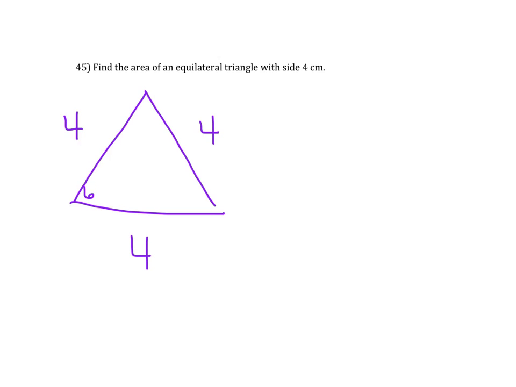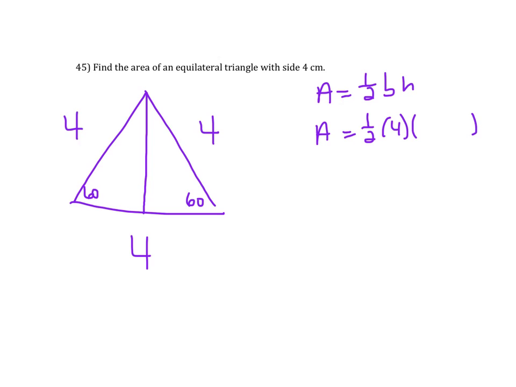Okay, number 45, we're asked to find the area of an equilateral triangle with sides of 4 centimeters. So label each side with 4. Keep in mind that because it's equilateral, all 3 angles will be 60 degrees. But I'm not going to put that third 60 in there because I know to find the area, we need the height. Because the formula for area of a triangle is 1/2 base times height. So we already know it's going to be 1/2 times 4 times whatever we get for the height.